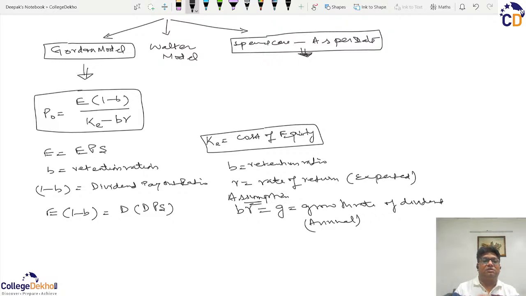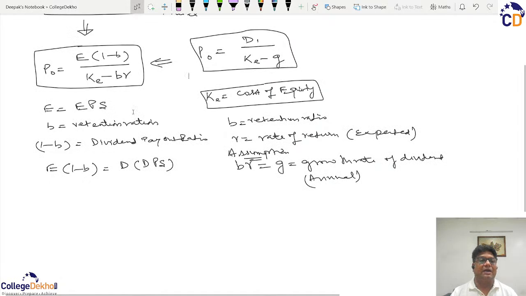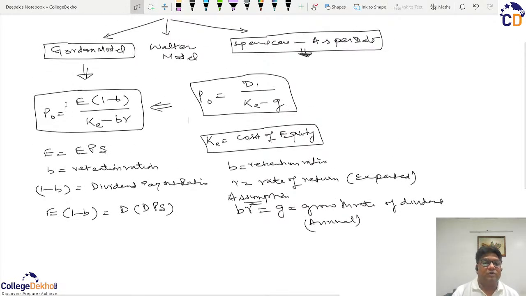Basically this formula has been derived as we discussed in the last session, that P0 is effectively D1 upon K minus G. From that earlier formula of growing perpetuity, where the dividend was presumed to be growing at a single growth rate, Mr. Gordon has derived the formula from this format to this format. So we find that as per Gordon, it was presumed and proved through this formula that higher is the dividend payout, higher is the market price, or we should say lower is the retention ratio, lower is the market price.